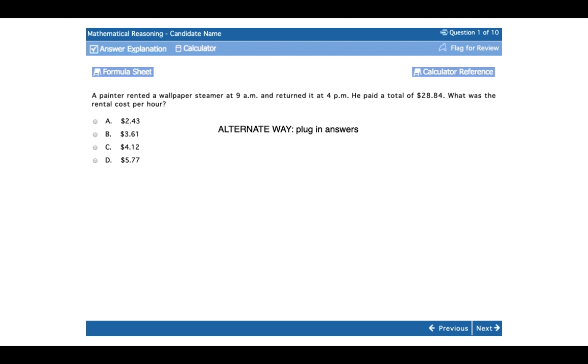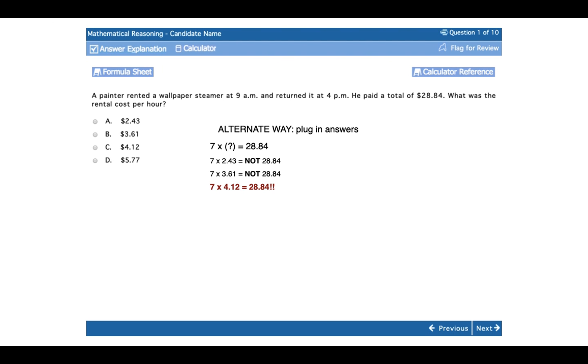The other way you can do this is just plug in the answers until one of them works. This is a strategy you can use on some math problems because you know that one of these 4 is going to work. What do we know? Well, we know that he had it for 7 hours, and we know that in the end he ended up paying $28.84. So if it was $2.43 an hour, and he had it for 7 hours, well, that's just a multiplication, right? We're going to see if 2.43 times 7 equals 28.84. It doesn't. And B also doesn't. But when we get to C, we find that it does.